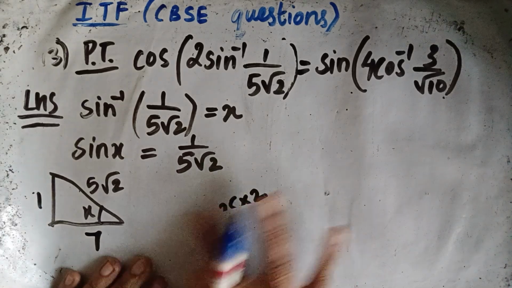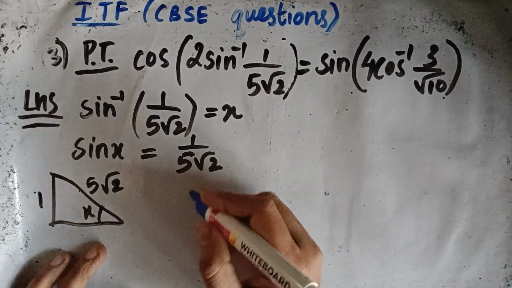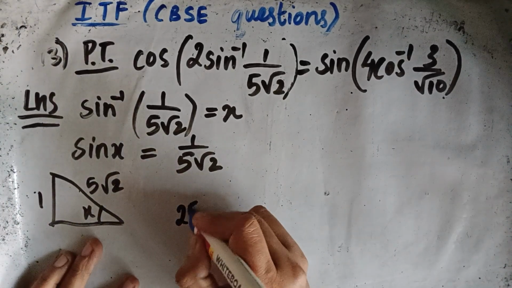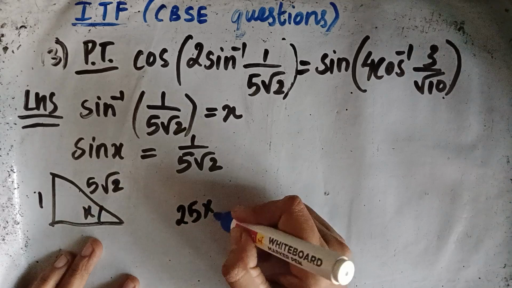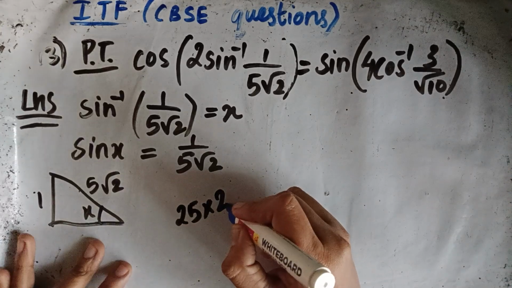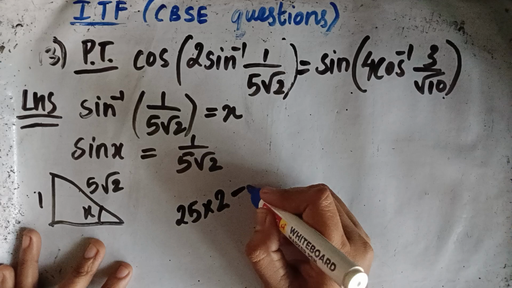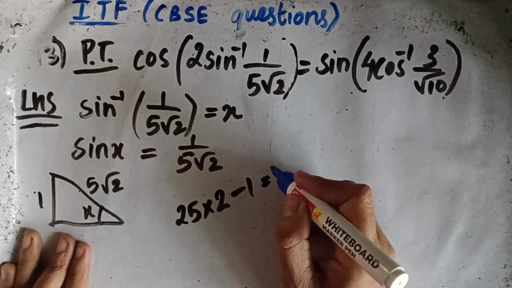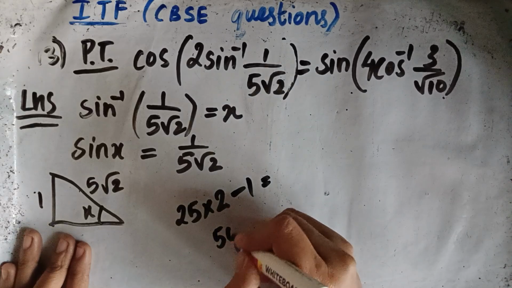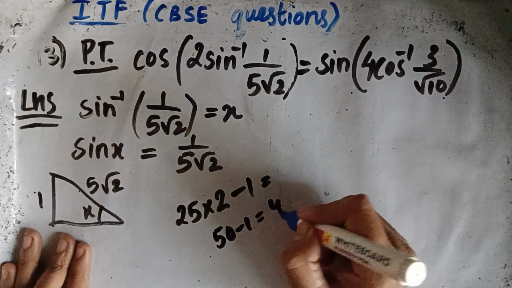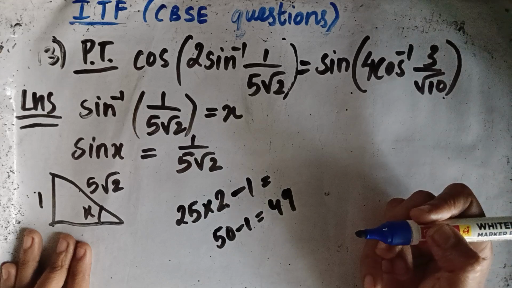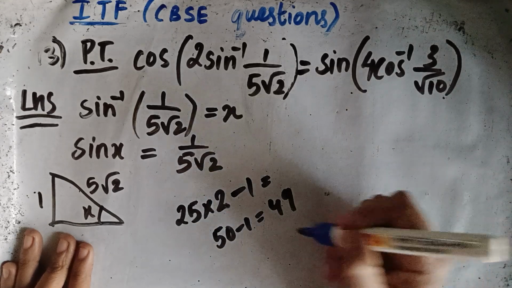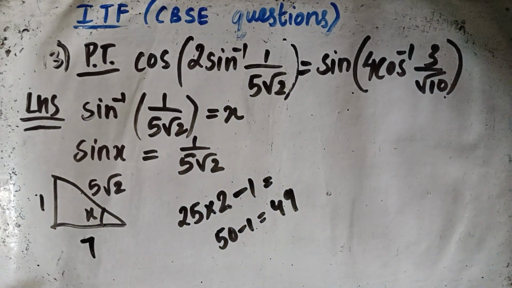Now wait a minute. 5 square 25 into 2, minus 1 square you have to do. Right. So this is 50 minus 1, which is 49. Okay. So it's root 7, correct?